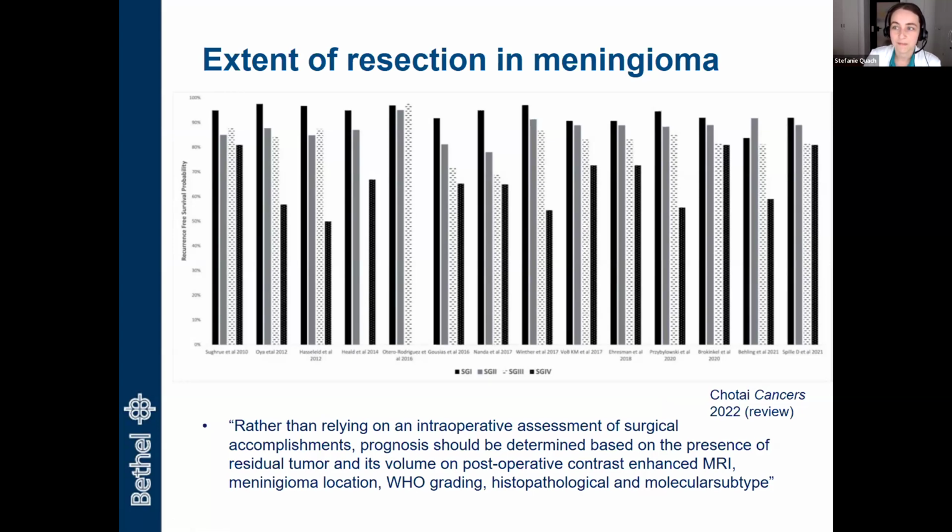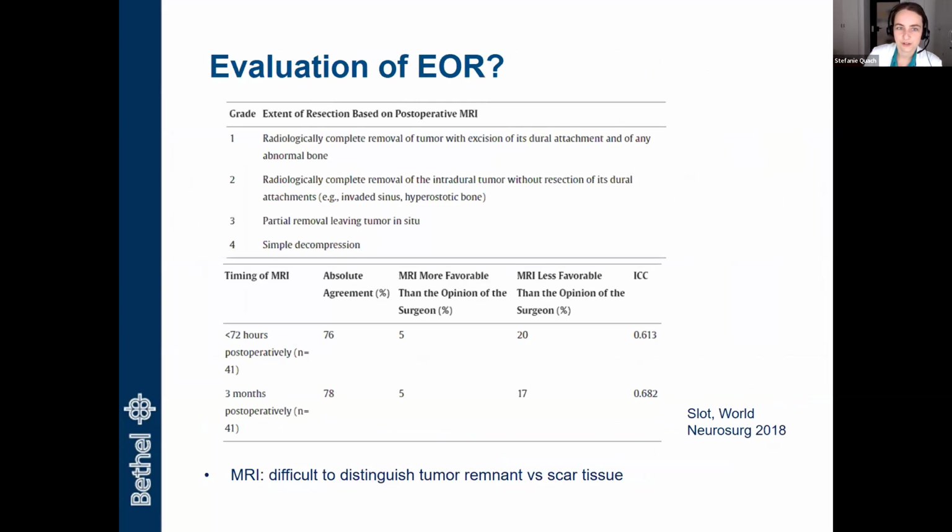Their conclusion to use MRI instead is, of course, also questionable. The MRI differs from the idea that the surgeon had during the operation. There are cases where the MRI is more favorable than the surgeon, and there are more cases where the MRI is less favorable than the surgeon. But also it's difficult, especially during follow-up, to distinguish a true tumor remnant as compared to scar tissue.